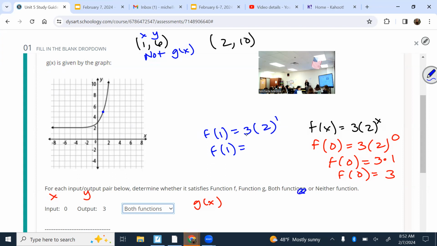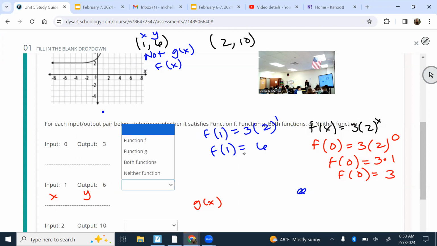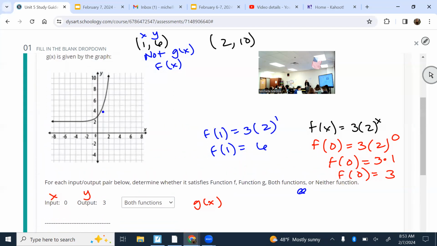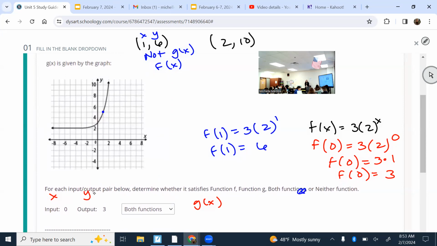And then what's 2 times 3? So it works for F of X. So not G of X, just F of X. So you pick the drop down that says function F. For the last one that we're checking, everyone with me so far, does it make sense?